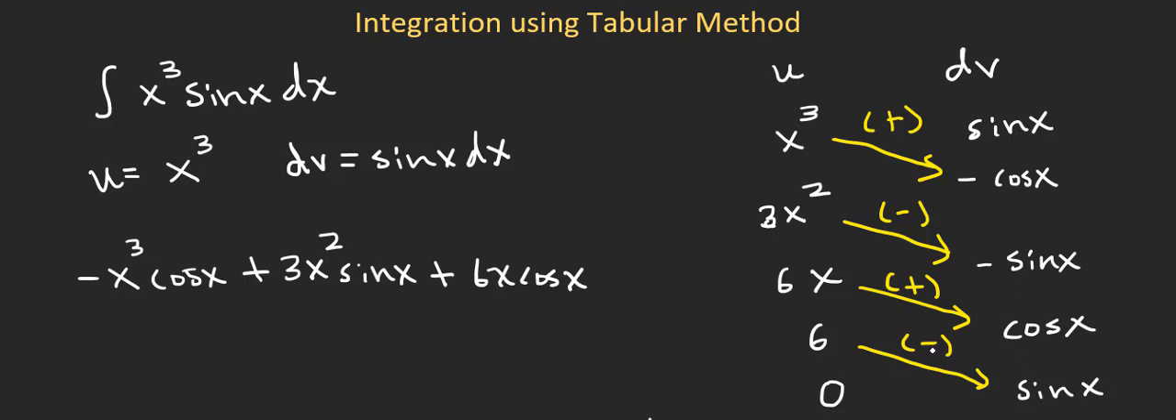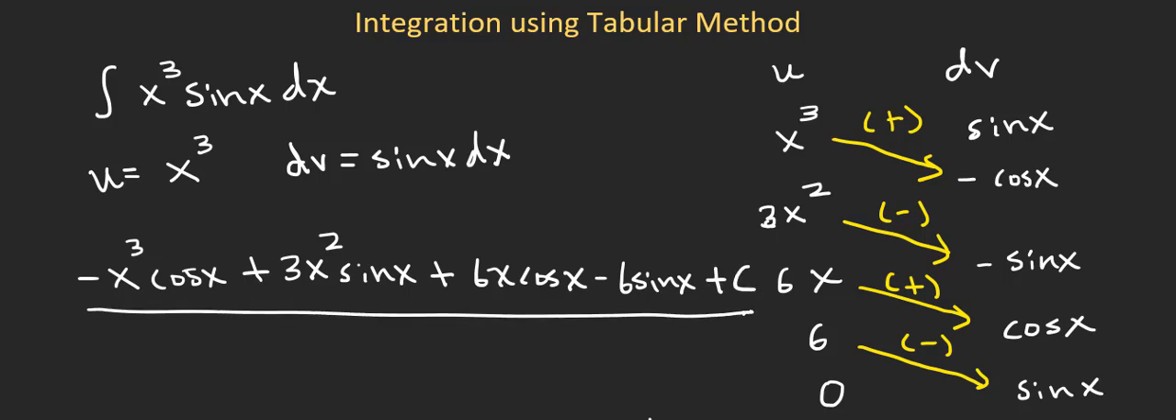Then 6 times sine x times negative, so negative 6 sine x. And don't forget plus c. So this will be your final answer. If you were to do the integral using the formula, it would take a lot of time.